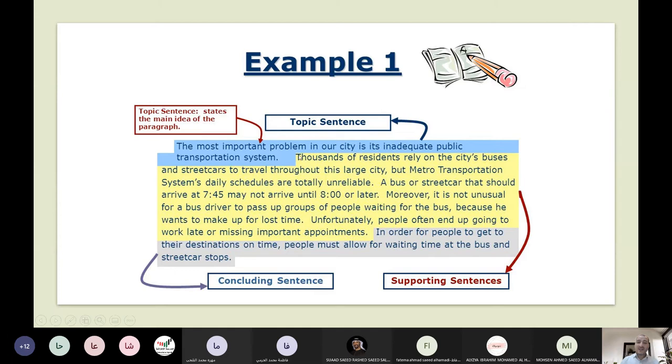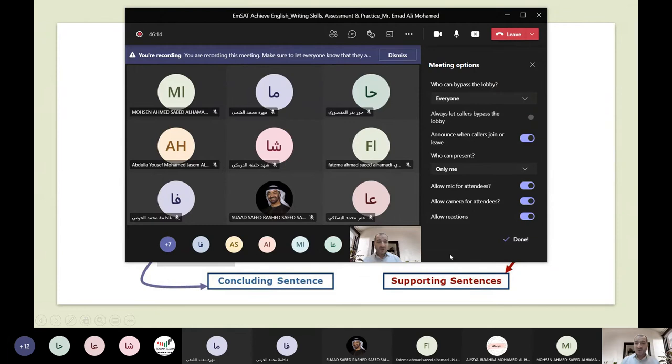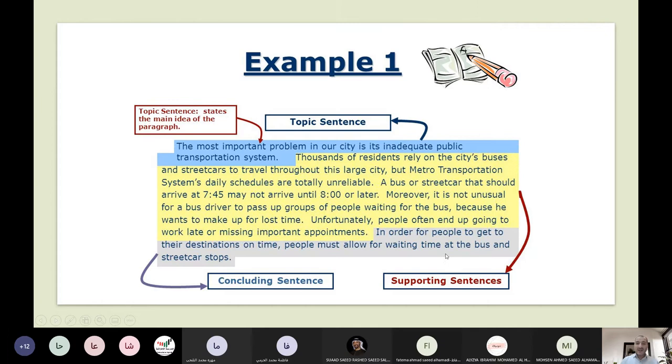Then the writer talks about thousands of residents relying on the city's buses and street cars to travel throughout this large city, but metro transportation. So we have metro as an example, using buses, street cars, and metro. These are the examples used in the explanation. Talking about daily schedules, which are unreliable because sometimes you miss your car, you miss a bus, just because the bus is late, or even you couldn't catch it. And here, unfortunately, people often end up going to work late, a problem this causes to people. Good reasoning. Finally, in order for people to get to their destination on time, we are restating the first part, which is being inadequate. How to solve this? The writer gives a solution: people must allow for waiting time. Okay, here is the concluding sentence, and the middle is the supporting detail. Just an example.